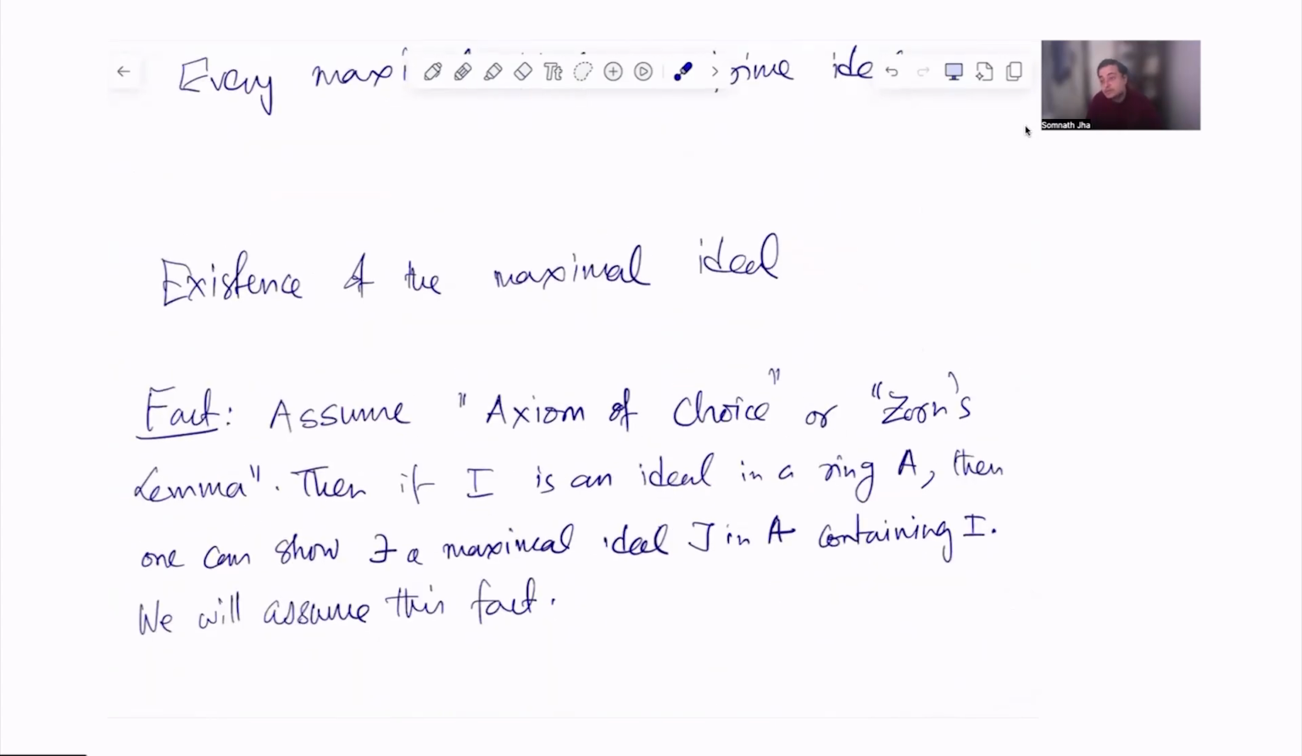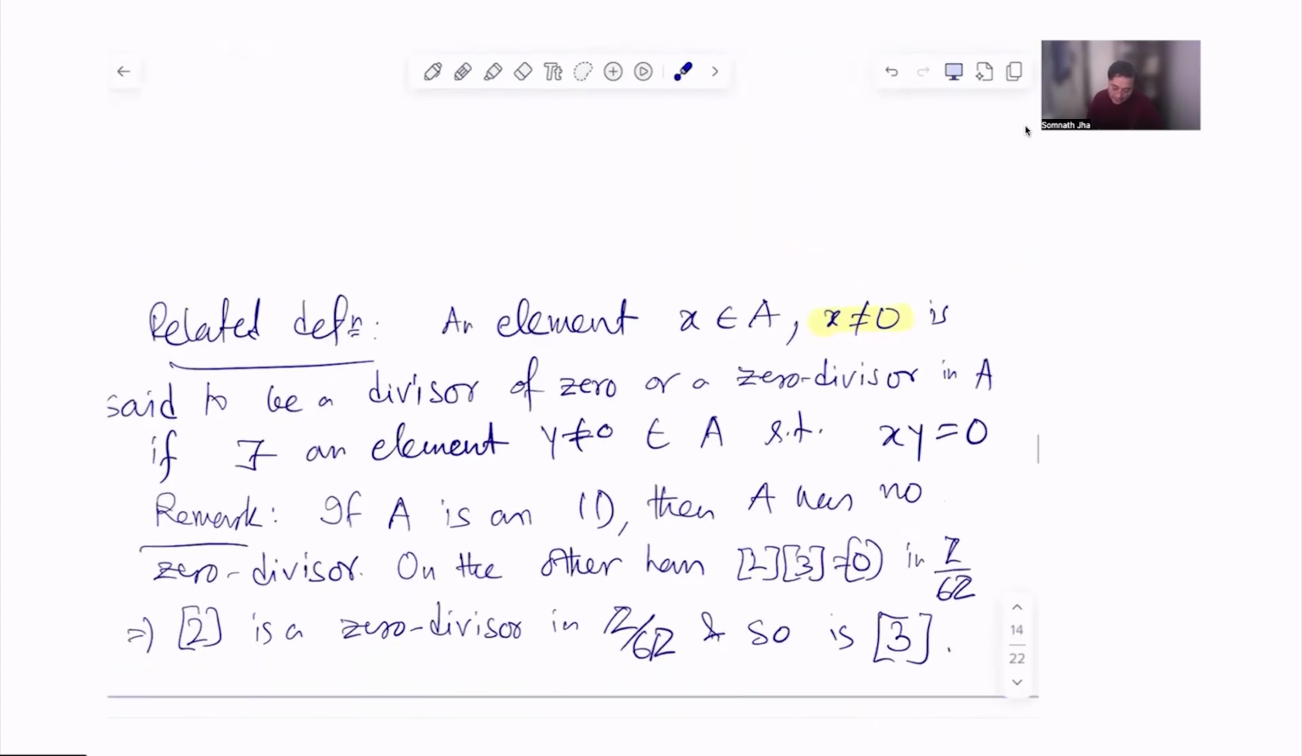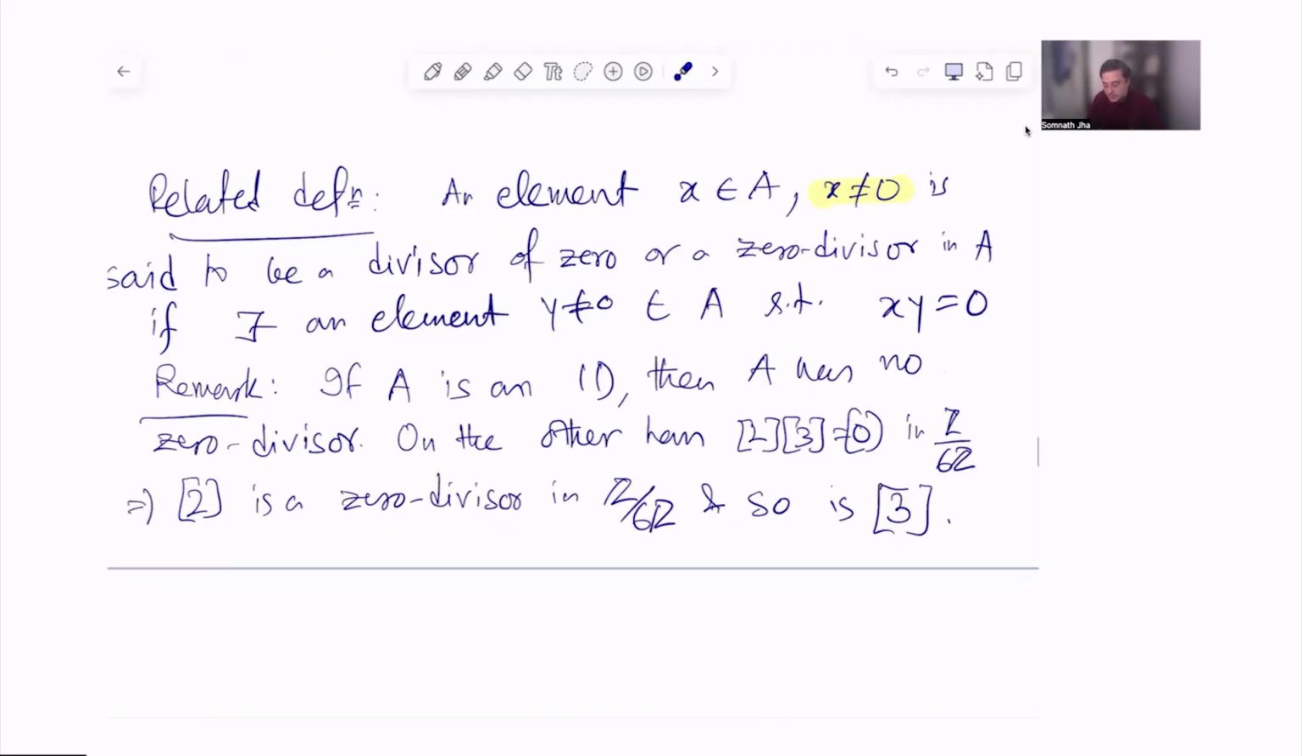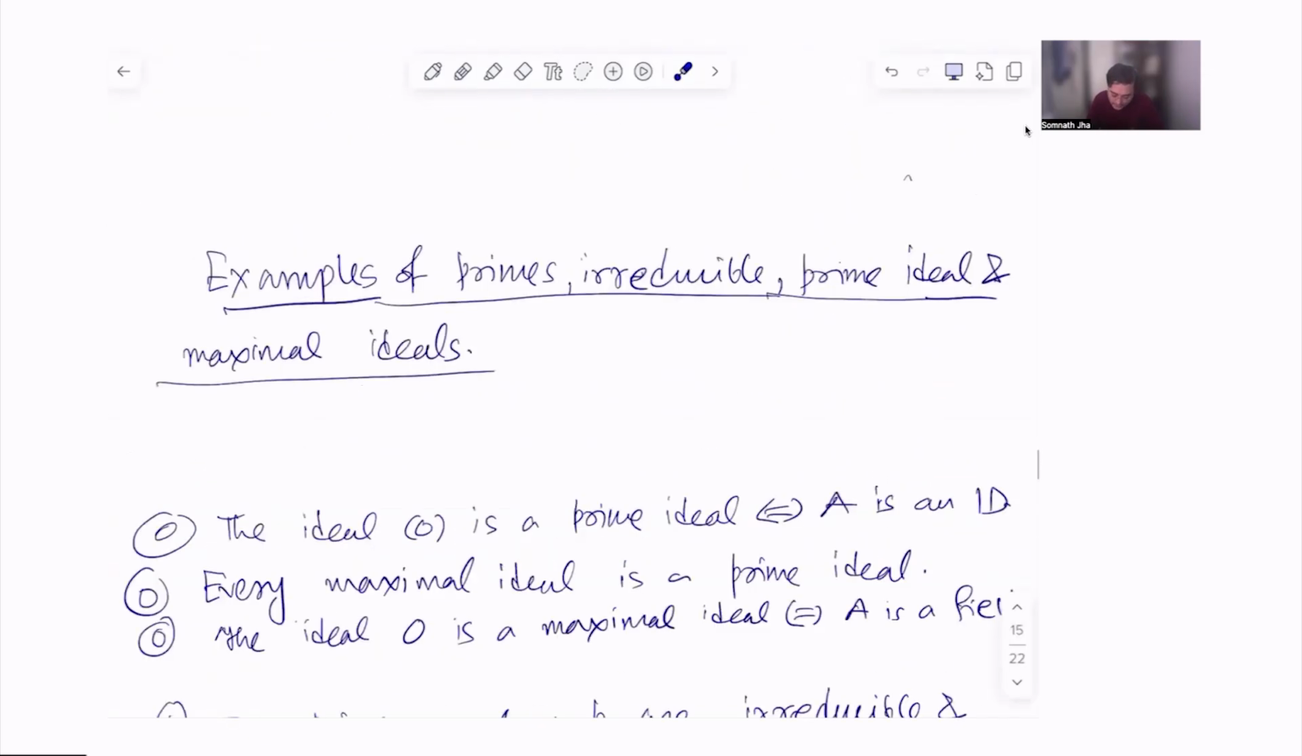Every ideal is contained in a maximal ideal, and you can show that using Zorn's lemma, if you assume the axiom of choice. And finally there is this concept of divisor of zero. A non-zero element x is said to be a divisor of zero, or a zero divisor, if there exists another element y such that x times y is zero. So for example, in Z mod 6, 2 times 3 is 0. So 2 is a divisor of 0, and 3 is also a zero divisor. In an integral domain, obviously there cannot be any zero divisor.